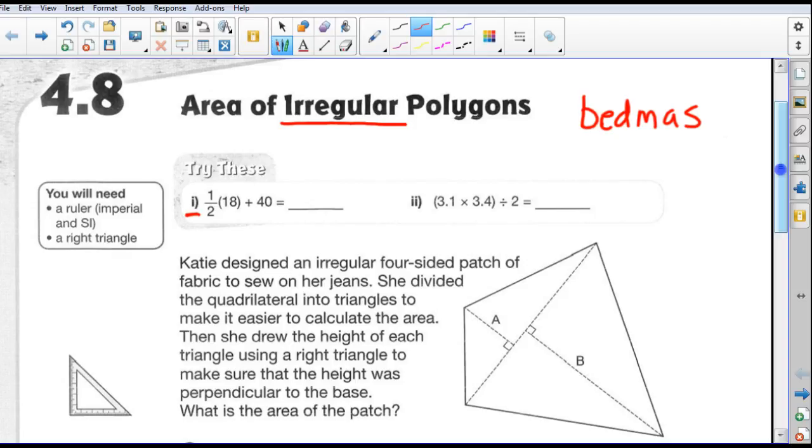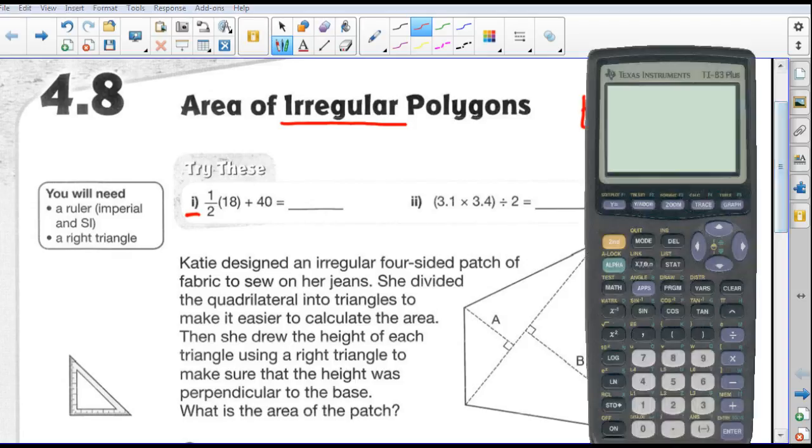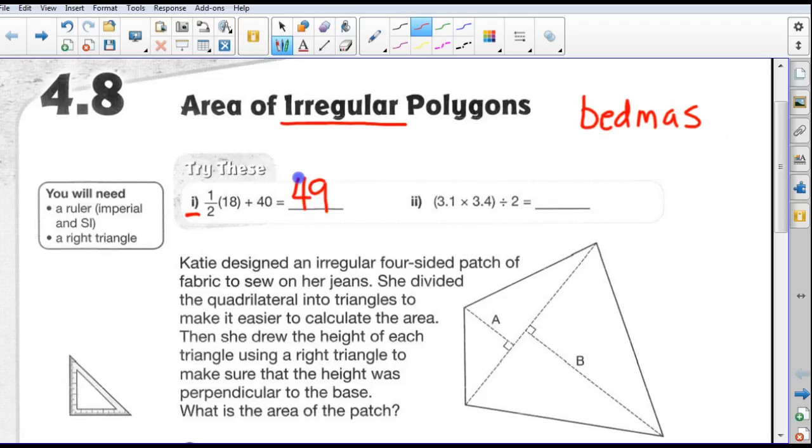the multiplication first before we can do the addition. So the first thing we need to do is do the 1/2 times 18, or 0.5. 1/2 is 0.5. 0.5 times 18 equals 9, and then we add 40 to that, order of operations, and we get an answer of 49. Really important that we do it in the correct order.